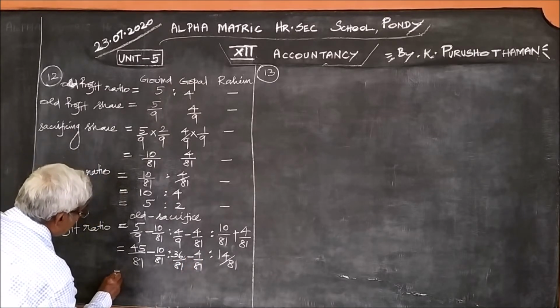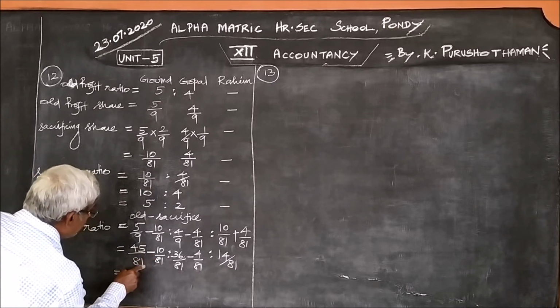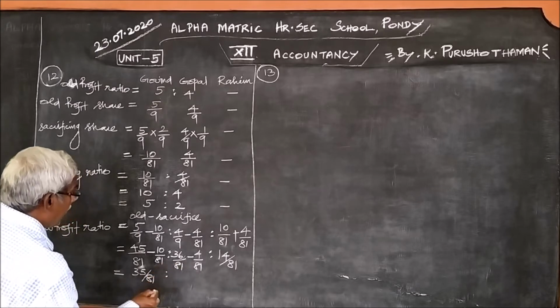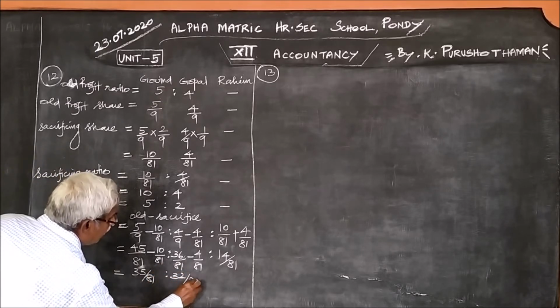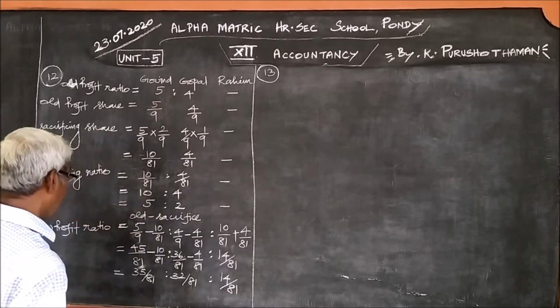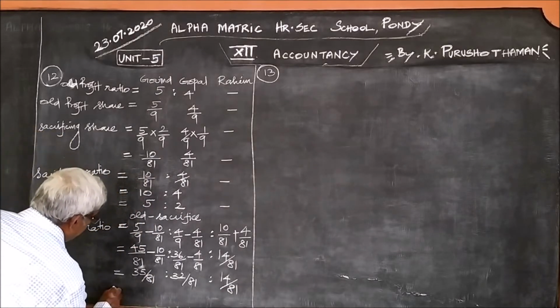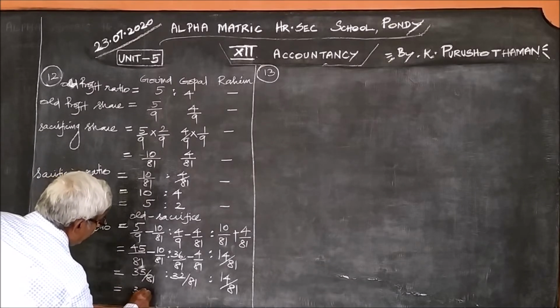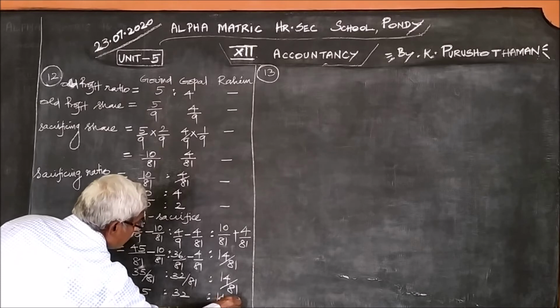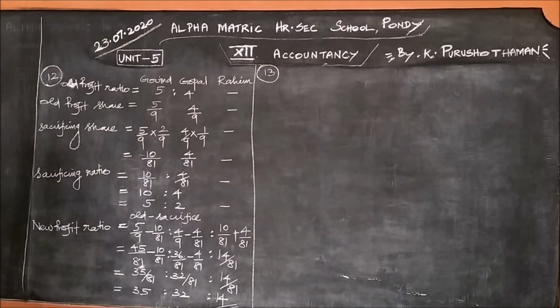Now subtract: 45 minus 10, the denominators are equal, so 35 by 81. 36 minus 4, 32 by 81. And this is 14 by 81. The denominators are the same. Now leave the denominator, write the numerator alone. 35 is to 32 is to 14. This must be the new profit ratio of these three partners. Problem number 12 done. We shall pass on to the 13th now.